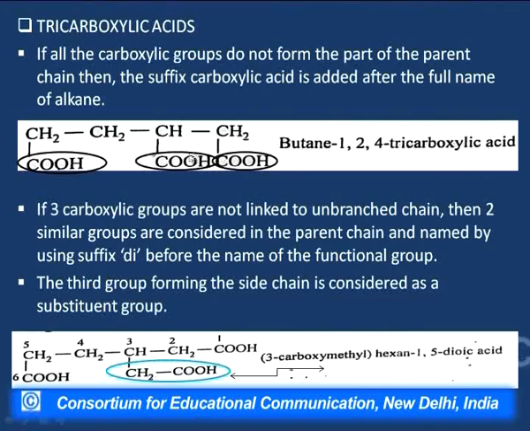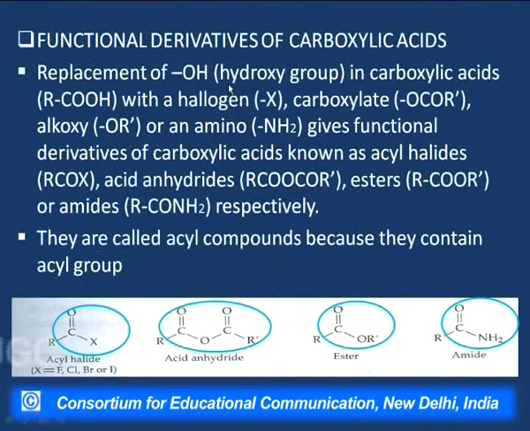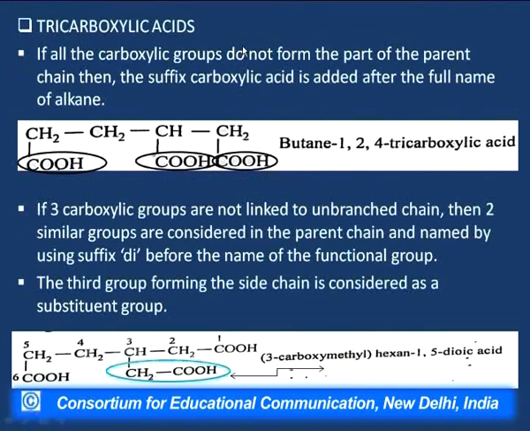This is to be kept in mind. This is a very important point. They will be named separately. We are not including them in the parent chain, so this is named as carboxylic acid. And since it is being repeated 3 times, we write it as tricarboxylic acid. So the name becomes, since the parent chain has 4 carbons, it is butane, and the 3 carboxylic acids give butane-1,2,4-tricarboxylic acid.